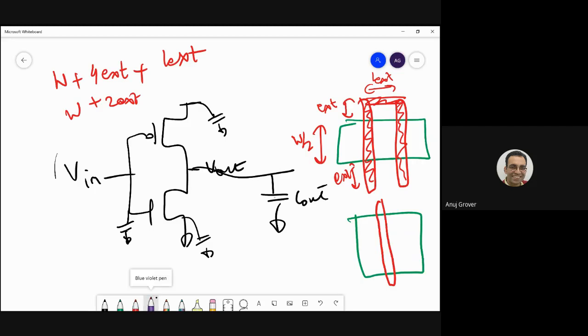Now, if I also look at contacts, let us say I put one contact here, one contact here, one contact here. Since this was a larger width, I put 2 contacts there, 2 contacts there. In those terms, my poly to contact capacitance was 4x earlier, and now it is 3x. Am I right? In this case it is 3x, in this case it is 4x.